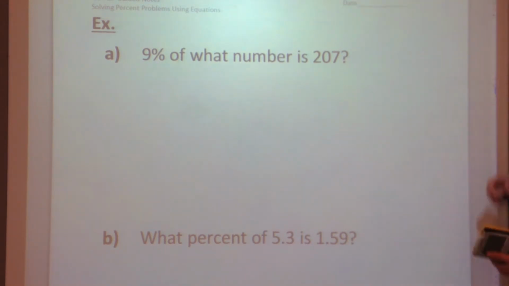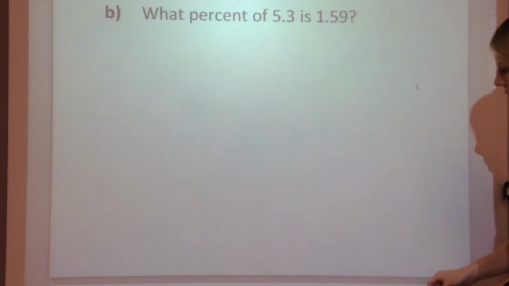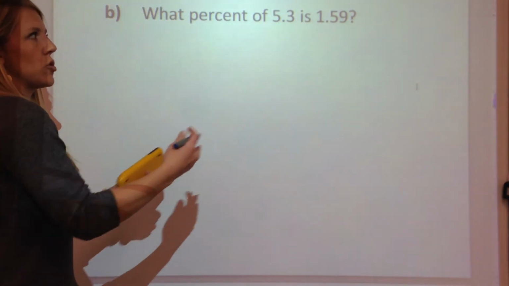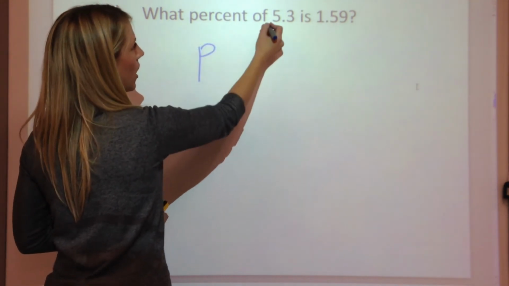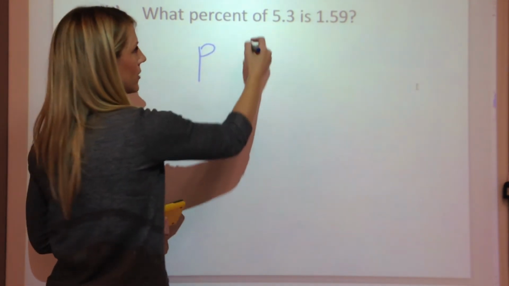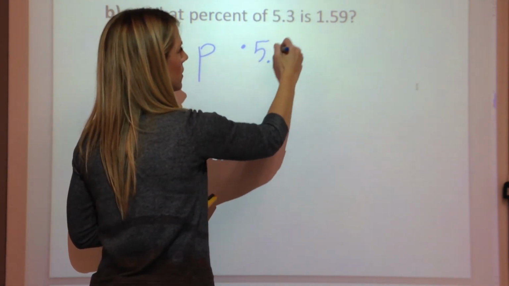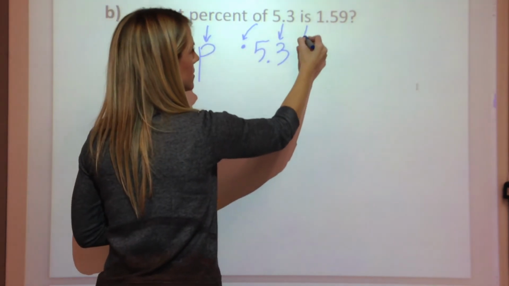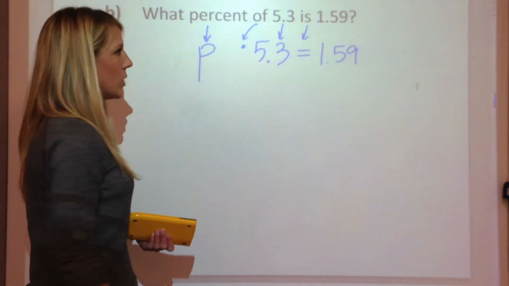So let's look at another one of these problems. What percent of 5.3 is 1.59? So what percent? We don't know the percentage. A couple of different ways to look at this. I'm going to show you one way here, and I'll show you another way in class. But what percent? That's my variable we don't know. Of. How do I represent of in math? How do I translate that? That's going to be multiplication. Of 5.3. So what percent of, and then 5.3 is, equals 1.59. Again, I've set up a nice easy equation.